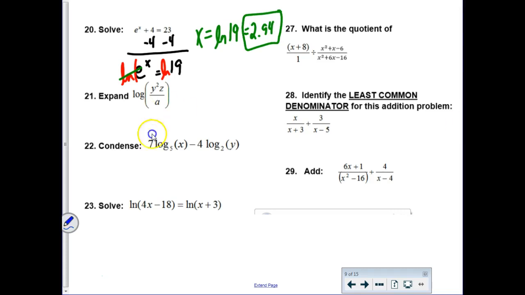All right, I'm going to move down the screen. We're going to expand this logarithm, and you start expanding them by realizing if there's a division. Do you remember how we split a division?